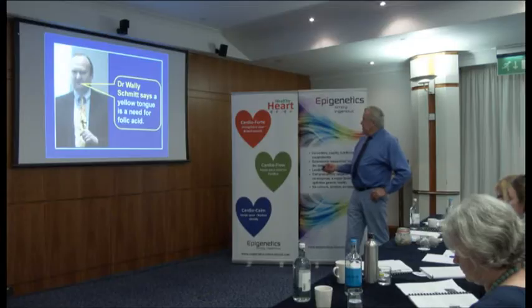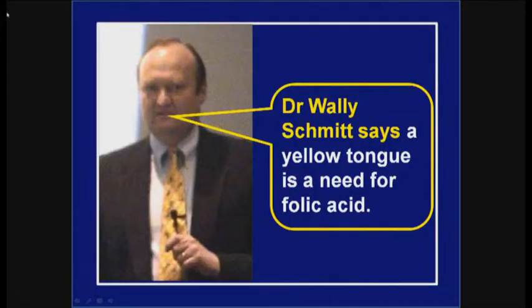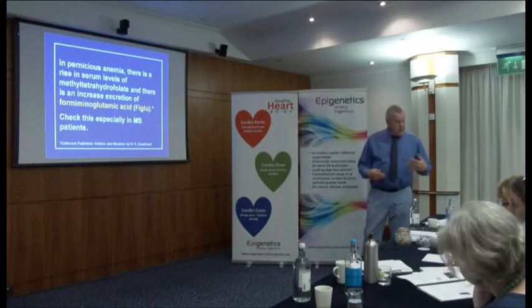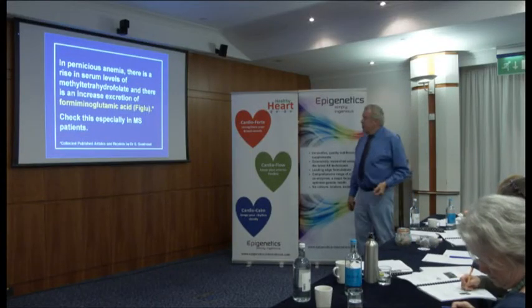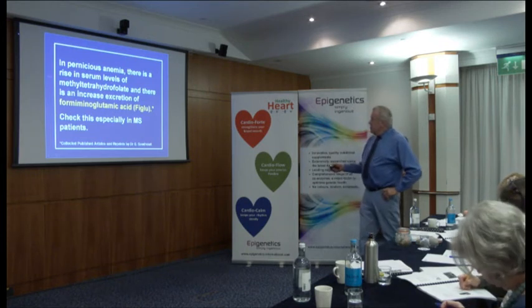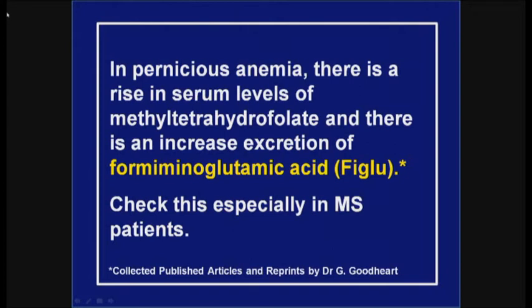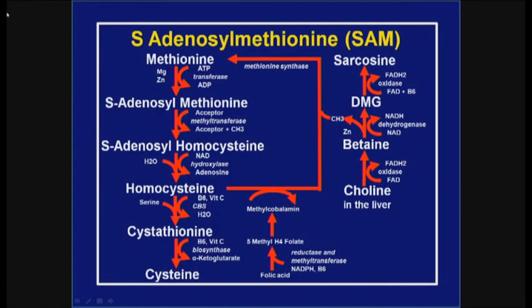Wally Smith says yellow tongue is the need for folate. Rather than saying folic, we'll say folate now, I think, and certainly Wally, who's a great advocate of 5-methyltetrahydrofolate, I'm sure would agree there. He finds in his practice that's the most common polymorphism where he is. In pernicious anemia, there's a rise in serum levels of methyl tetrahydrofolate and an increased excretion of formiminoglutamic acid or FIGLU. Check this especially in MS cases.